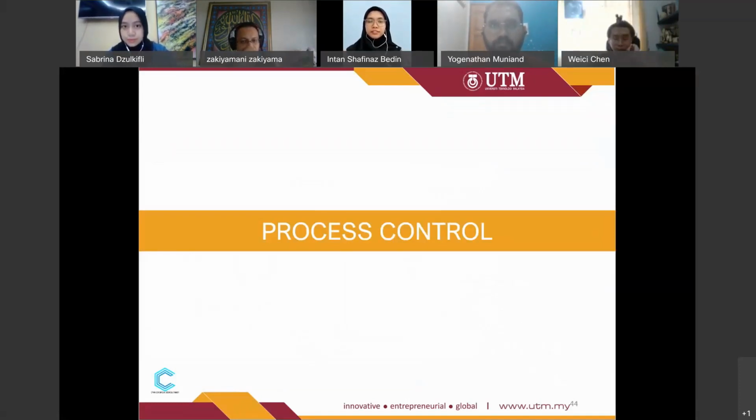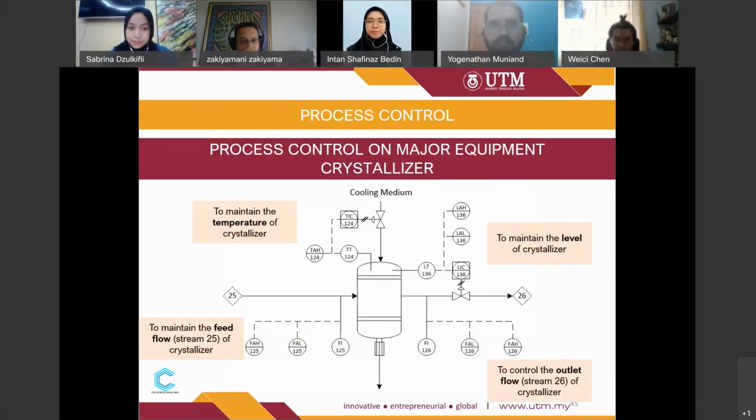Process control. Next, the process control is focused on the temperature, level, and also the flow. For the temperature, we intend to maintain the temperature of the crystallizer at 17 degrees Celsius. So we have one control loop for the temperature, and there's a control valve to control the flow rate of the cooling medium in order to control the temperature.